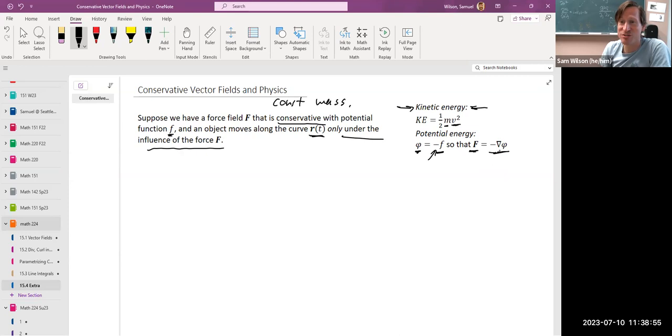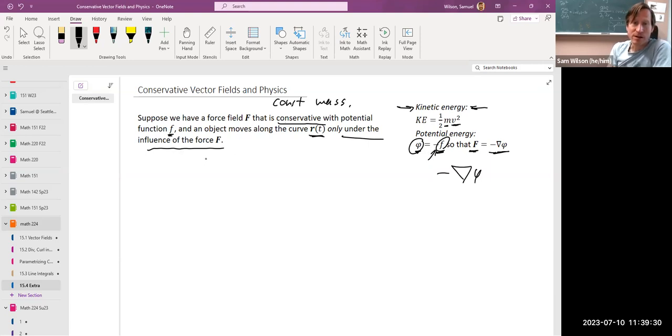If you're in a physics class, you do have to be careful because I think physicists will just say the potential and they will mean phi, not f. So got to be careful. Also, I think often physicists, when they say gradient, they will mean the negative of our gradient. So got to be careful. Anyway, so in this situation, what I'd like to do is see what happens to these two quantities, kinetic energy and potential energy, as the object moves through some interval in time.